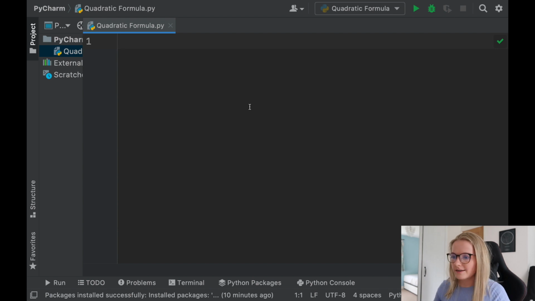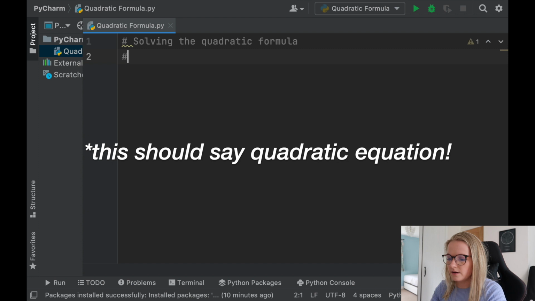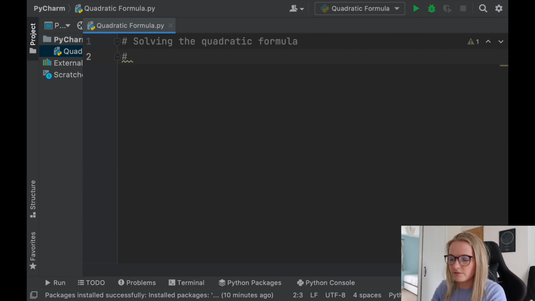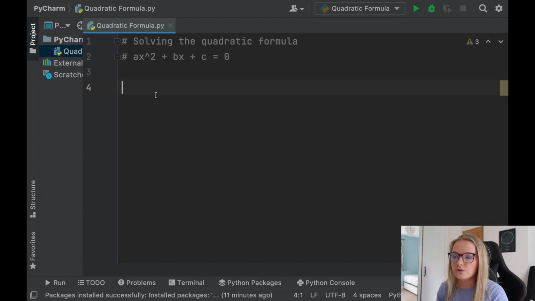Okay, perfect. So we are in PyCharm. I've created a Python file called Quadratic Formula, and I'm just going to put "solving the quadratic formula". Now, most quadratic equations are given by this equation here. So you will have ax squared plus bx plus c equals zero. So what we're going to do is ask you to input the specific a, b and c that you want for the specific quadratic equation you have, and then we'll use the complex math function in Python to solve it, and I'll show you exactly how you do that.